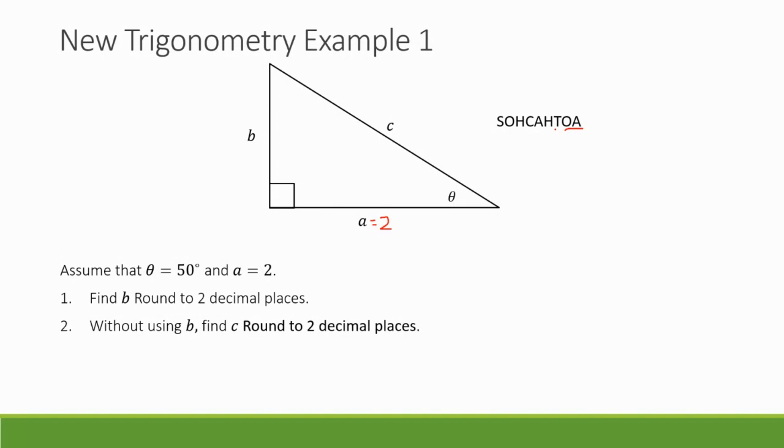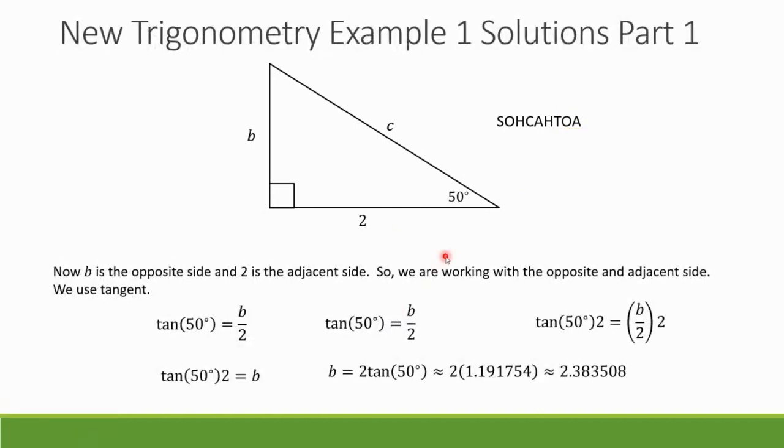We're going to use tangent, as I said on this slide as well. So that's what we're going to do here. Now, by definition then, tangent of 50 degrees is opposite divided by adjacent. Opposite divided by adjacent. So in this case, we have tangent of 50 degrees is B over 2.